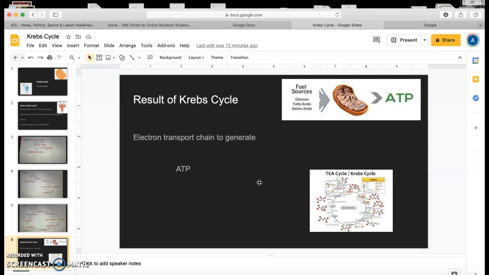And that's the end of the Krebs cycle, which results in the electron transport chain to generate ATP, which gives our body energy.